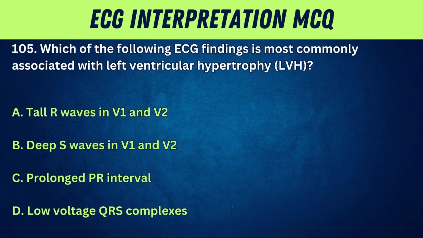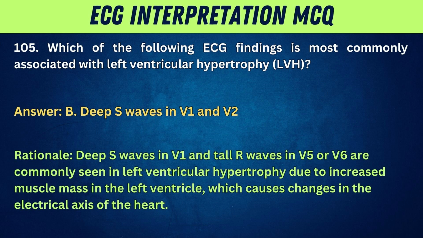105. Which of the following ECG findings is most commonly associated with left ventricular hypertrophy, LVH? A. Tall R waves in V1 and V2. B. Deep S waves in V1 and V2. C. Prolonged PR interval. D. Low voltage QRS complexes. Answer. B. Deep S waves in V1 and V2. Rationale. Deep S waves in V1 and tall R waves in V5 or V6 are commonly seen in left ventricular hypertrophy due to increased muscle mass in the left ventricle, which causes changes in the electrical axis of the heart.